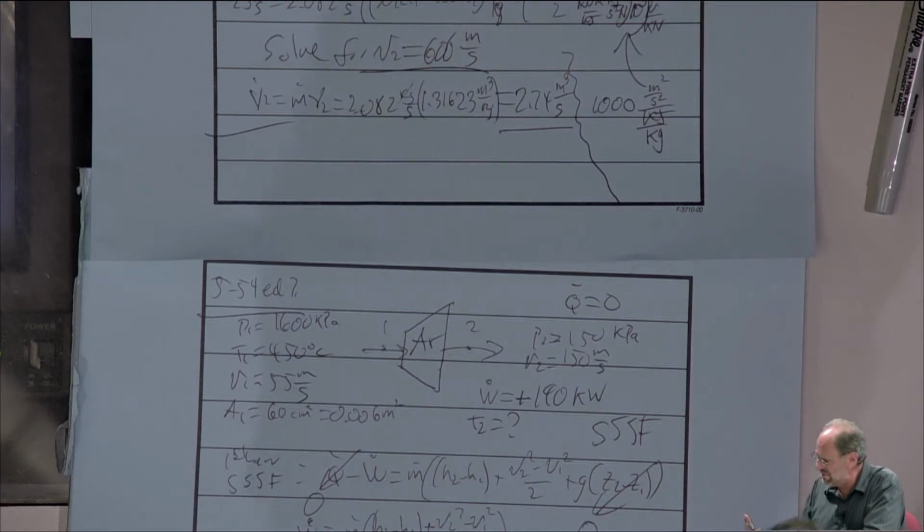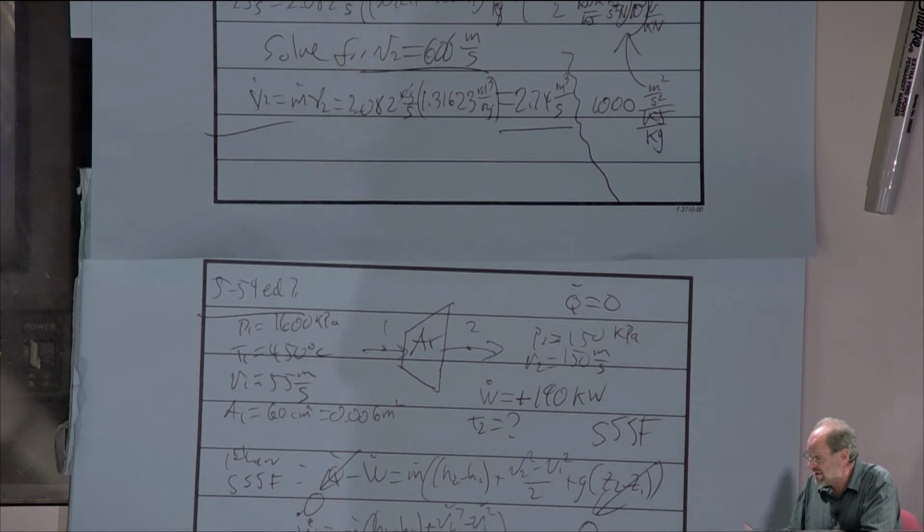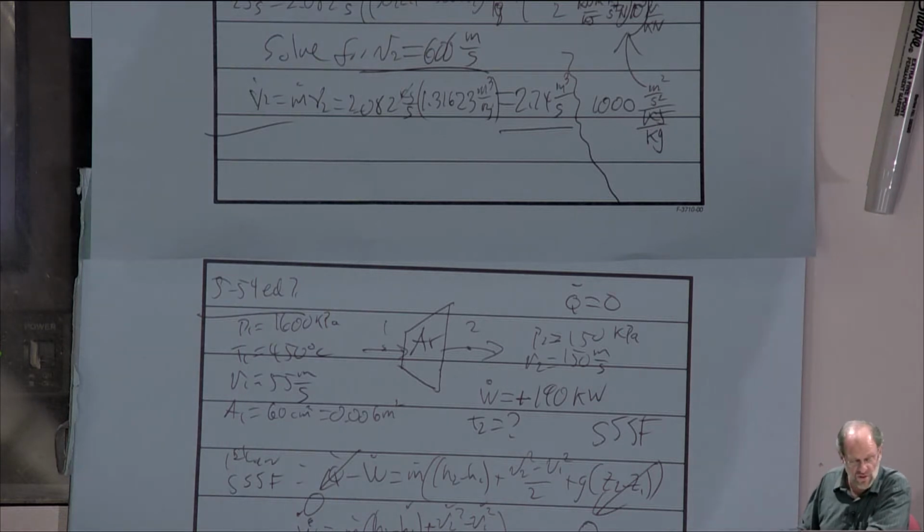Now, this problem is a little bit different than the last problem. I mean, we are given both the inlet and the exit velocities. We are given the power. We are given the inlet state, right? We have two independent properties, pressure and temperature, so we know h1. So it would appear that we don't know the mass flow rate or the enthalpy.